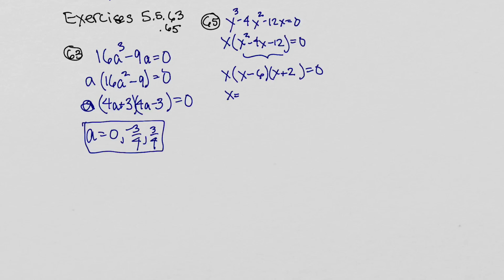So we can get our solutions from the first factor, this one right here. What's going to make that 0? 0. This one here will get a 6. This one here will get a negative 2. So we'll get a 6 and a negative 2. There's our three solutions to this cubic.